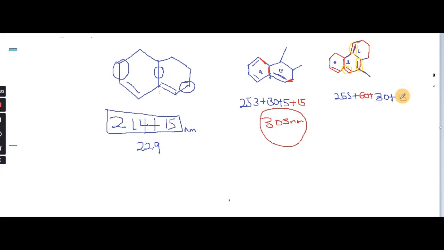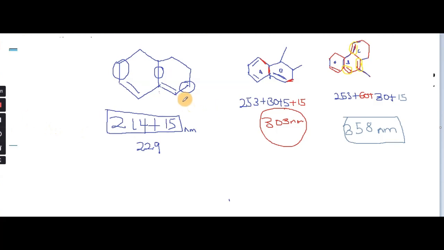So we are going to get the total value of 253 plus we have 60 plus we have 30 plus we have 15. So we're going to get a total of 358 nanometer wavelength. Let's try a last question.